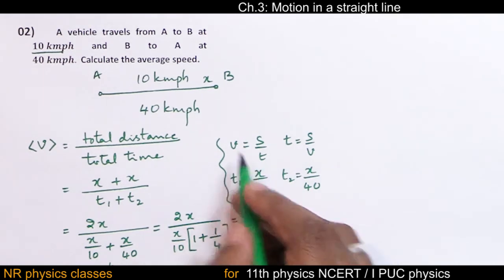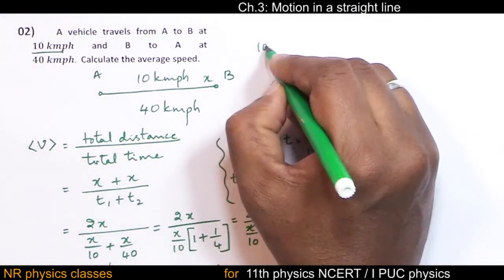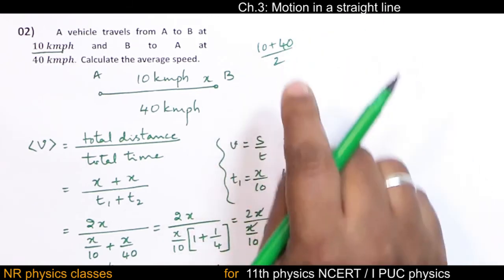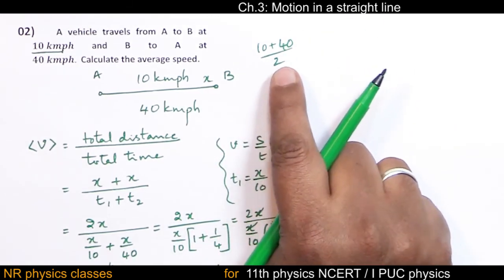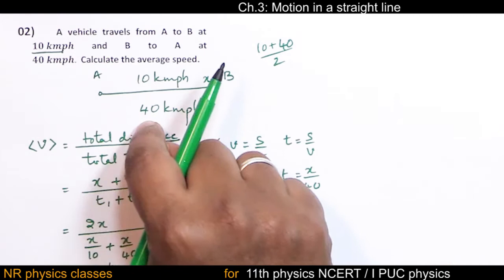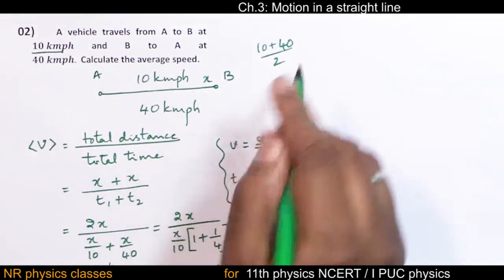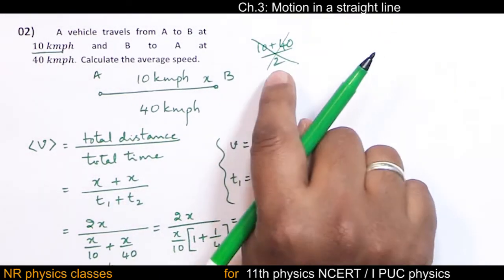And this is the common mistake: 10 plus 40 by 2. Because speed has two physical quantities, distance and time, that is why it is not appropriate to consider this method.